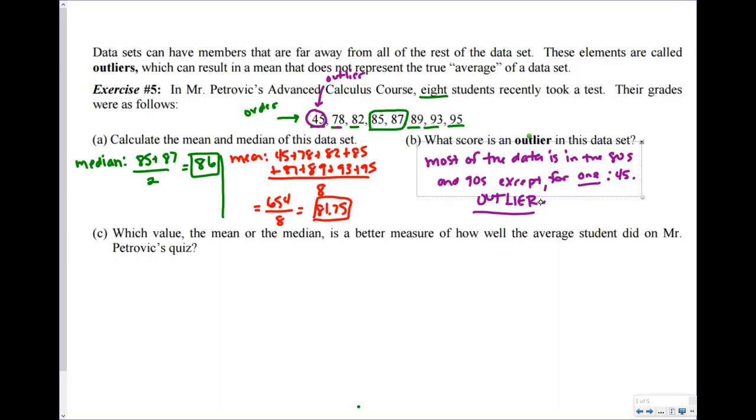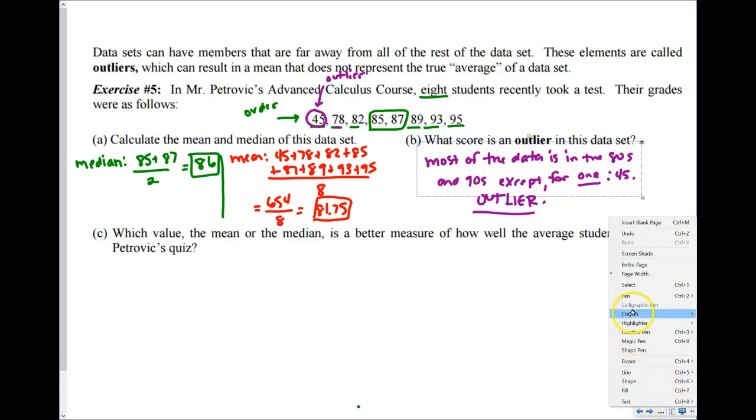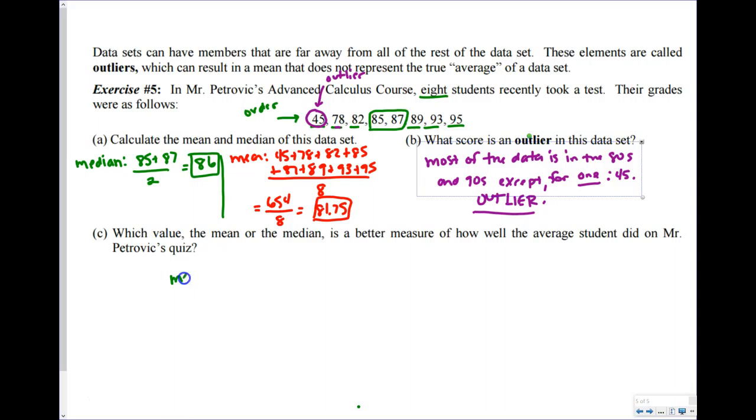So finally, our last question says, which value, the mean or the median, is a better measure of how well the average student did? Well, the median is definitely the better measure of central tendency than the mean. So the median is better. And to explain this, oh my gosh, my pen is being crazy. Let me write. The median is better. Okay, and the way we can explain it, we can say the score of 45 brings the mean down to a much lower point.